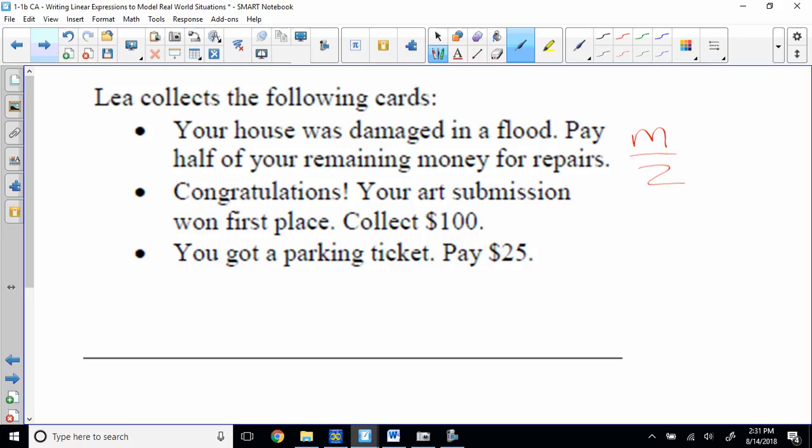Now, she too is quite handy in the artistic arena. She won first prize, so she collected $100. So she takes that M over 2, and then she adds what? But what did she get? She went out celebrating, and she got a parking ticket, which cost her $25. Which expression would this be?